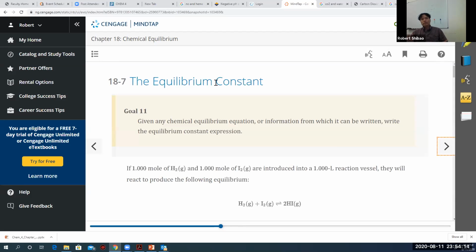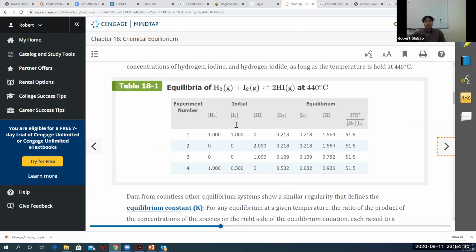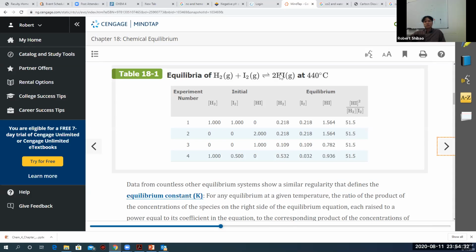Now, which side's favored is often determined just experimentally. And when we determine this experimentally, we get something called the equilibrium constant. The equilibrium constant is just a ratio. It's a ratio of the products over the reactants. And so this is the ratio. Each time they do this reaction, they'll start with different conditions. So they're doing different trials.